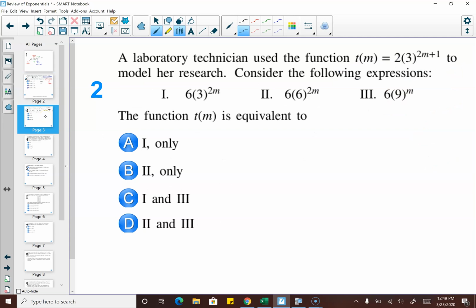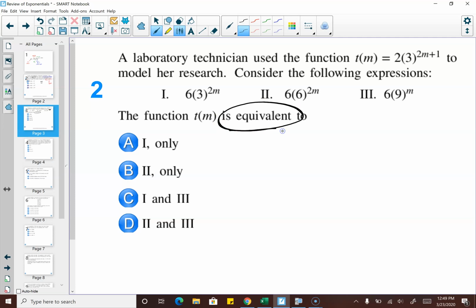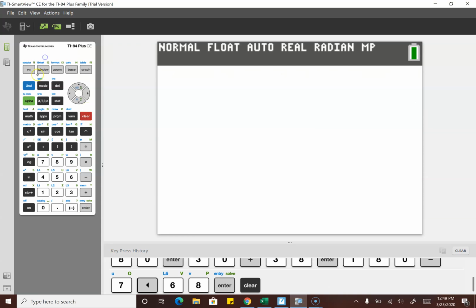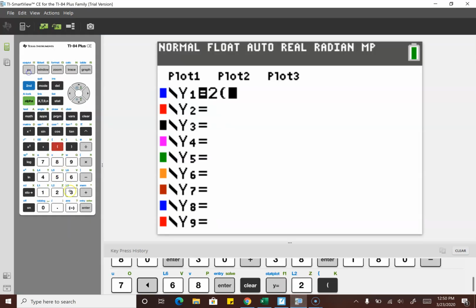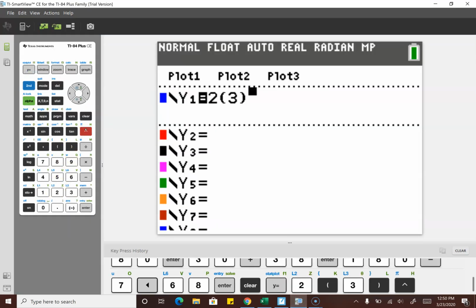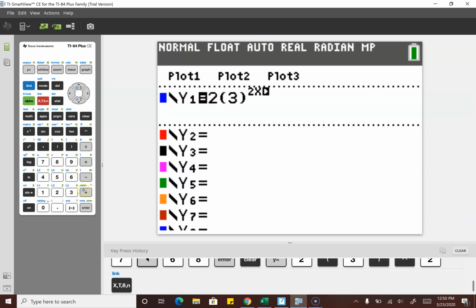A laboratory technician used the function T of m equals 2 times 3 to the 2m plus 1 to model her research. Consider the following expressions. Which function is equivalent? The best way to do this, in all honesty, is to plug each of them into your calculator. So if we go to our calculator and go y equals, the first thing I'm going to do is plug in the original, which is 2 parentheses 3 to the 2x plus 1.